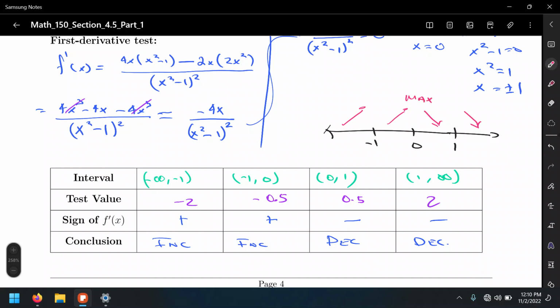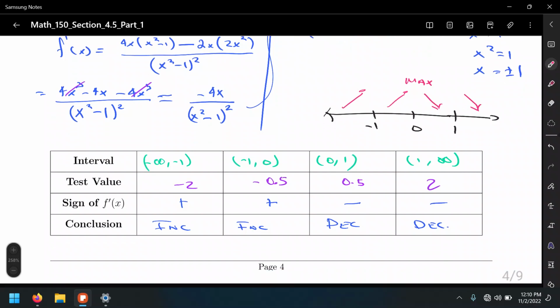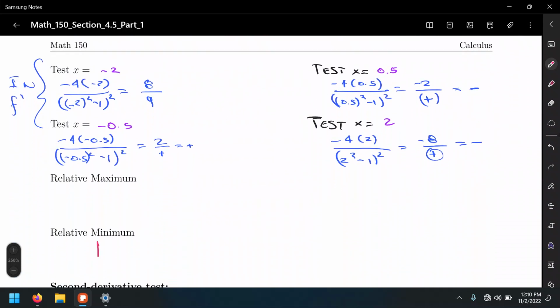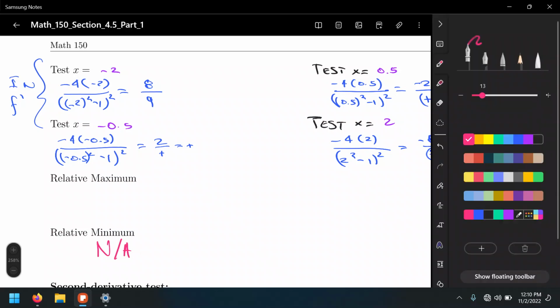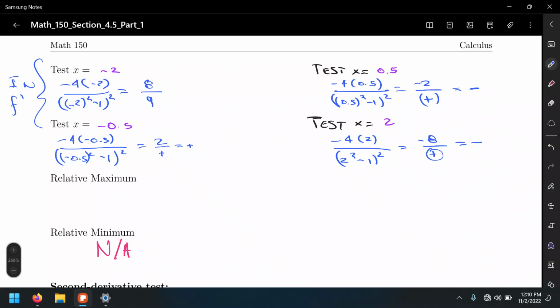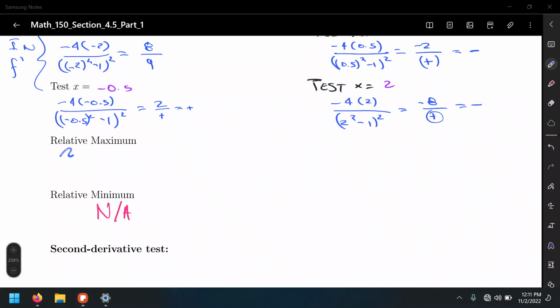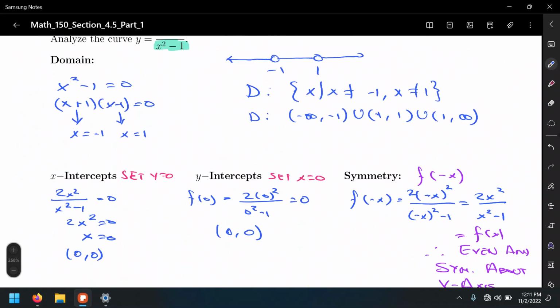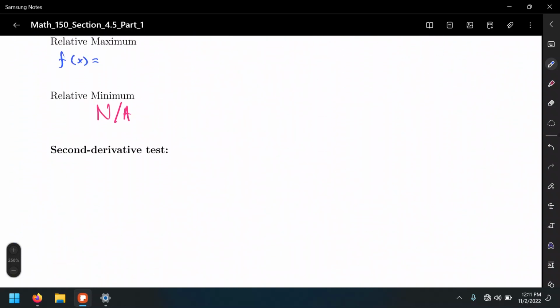And over here for x equals 1, around x equals 1 it goes from decreasing to again decreasing. Well, that doesn't mean anything, and also 1 is one of the vertical asymptotes. So legitimately we only have a relative maximum, we don't have a minimum. And the relative maximum gets evaluated in the original function f of x equals what's that? The original function 2x squared over x squared minus 1.